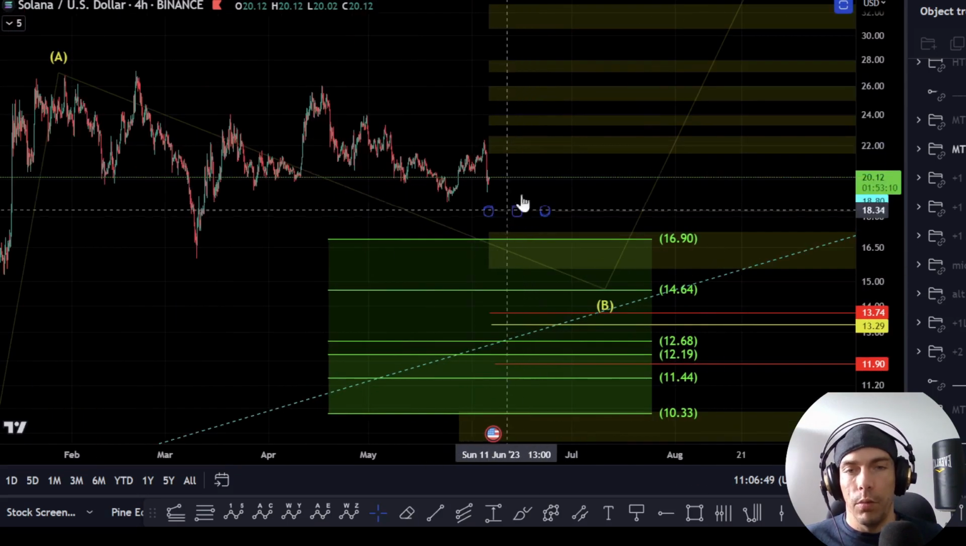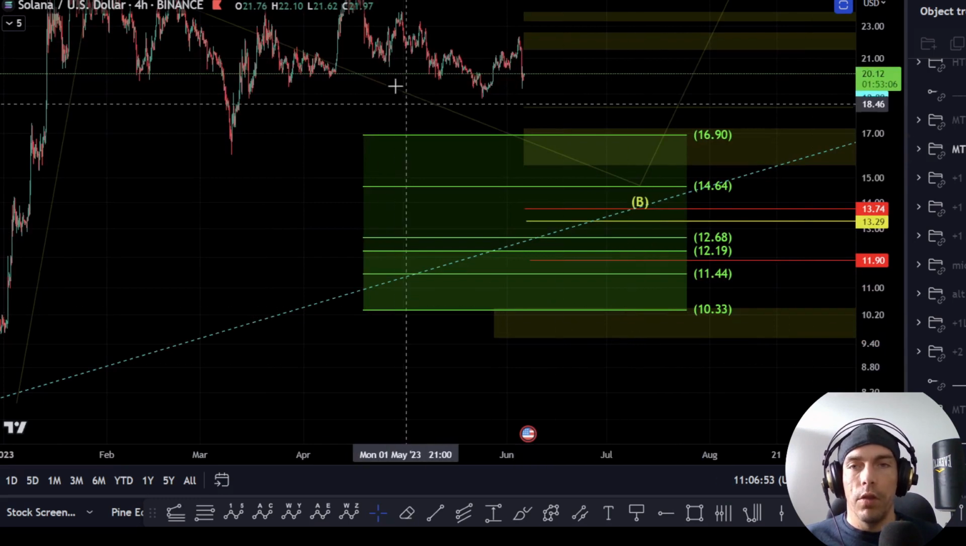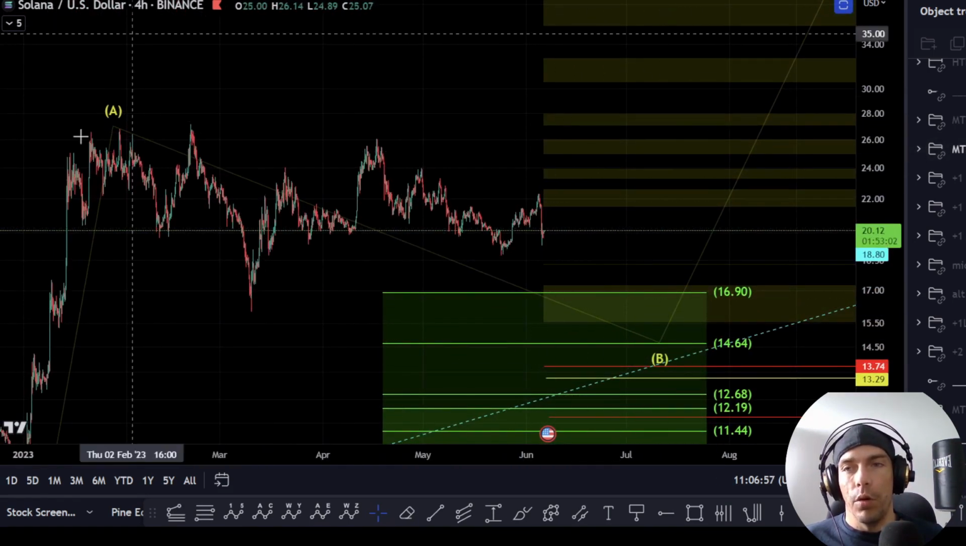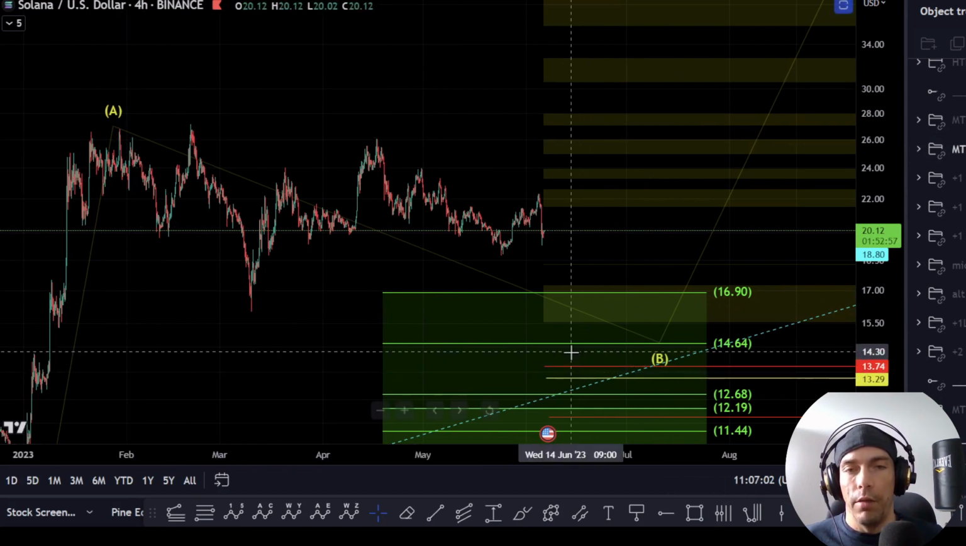There is the potential we could also still look to break down and break this structure. So if we lose this 1033, I would not be looking at this as an ABC pattern to the upside, and rather this move here has been a corrective structure which we could look to break down from.